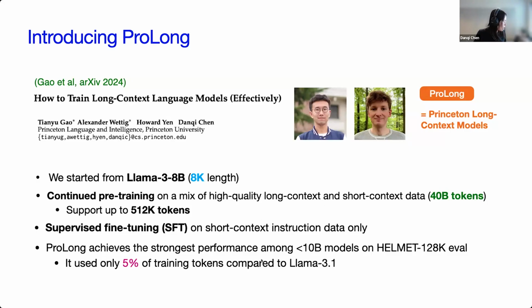Very interestingly, when we were about to wrap up our project, Llama 3.1 came out. Llama 3.1 was trained on 800 billion tokens, so we only used 5% of the training tokens compared to Llama 3.1. That means we definitely did something really interesting in figuring out how to make it work.